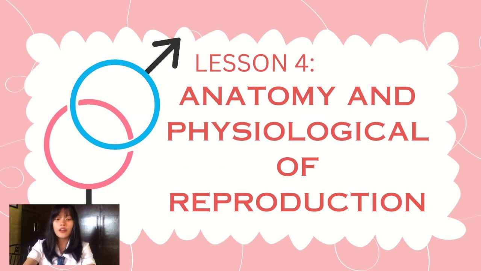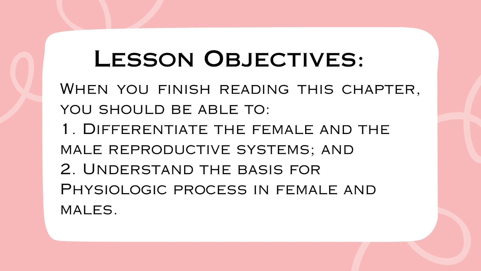Our lesson is all about the anatomy and physiology of reproduction. From the word anatomy, we're going to talk about the study of body structure and the physiology of the reproductive system in both male and female. Our lesson objectives: when you finish reading this chapter, you should be able to differentiate the female and the male reproductive systems and understand the basis for physiologic processes in females and males.